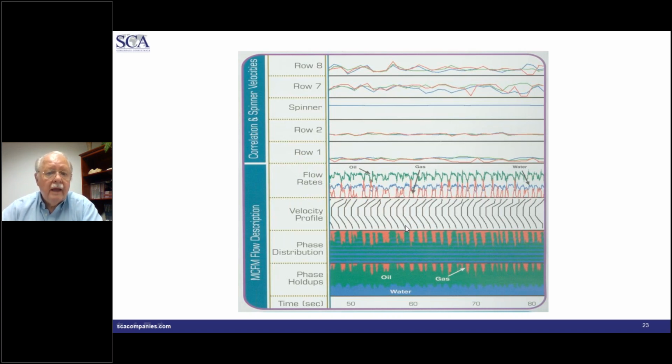Here we have the flow profile. Notice that the lower 2/3 of it is relatively constant. It doesn't change very much. All of the action is up at the top here because that's where the gas is.